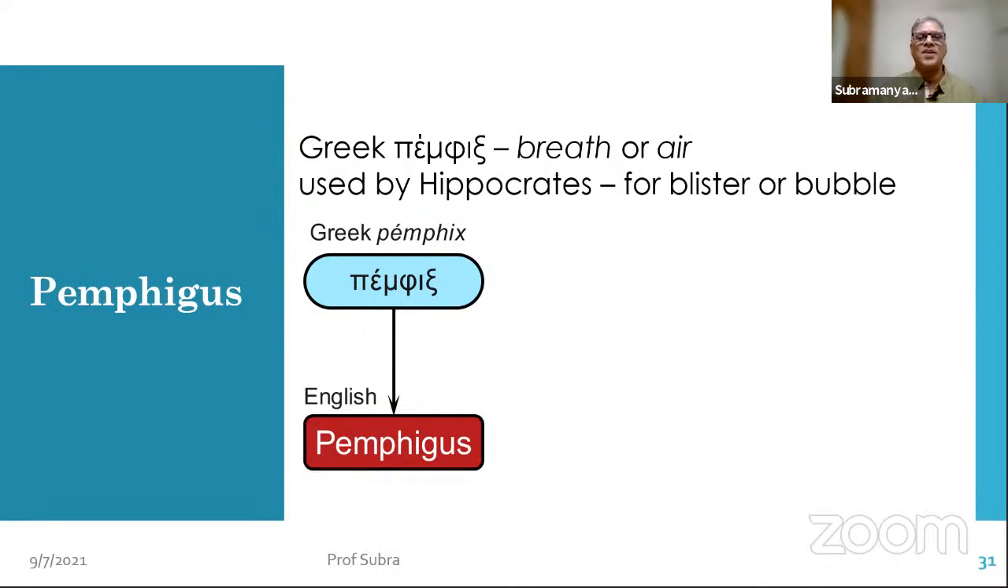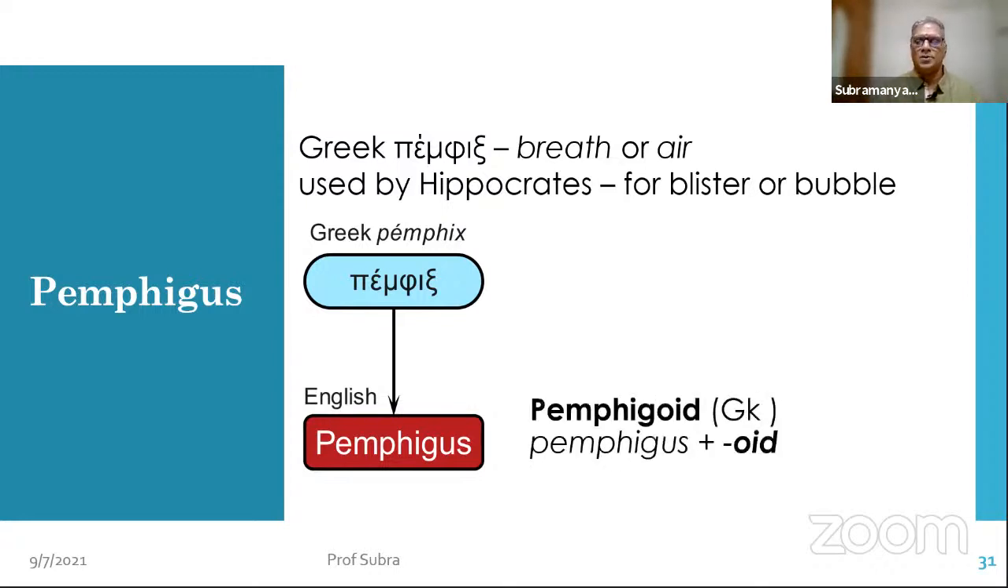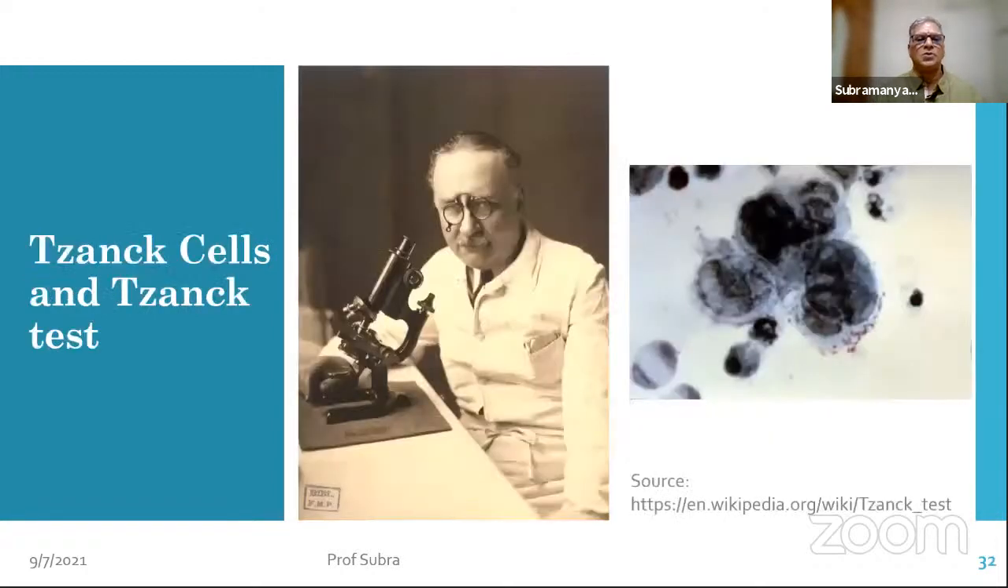So the term pemphigus is derived from Greek pemphix, which means to breathe or air. Basically, like a bubble. So because it's a blistering disease, the word pemphigus is used for these lesions. And we all know that in pemphigus, if we happen to have an unruptured bulla or a vesicle, when you rupture it, we can get those acantholytic cells, spread them on a slide and have a look. So that is the Tzanck test. Of course, the term pemphigoid is just to say that it resembles pemphigus, therefore the suffix oid. So pemphigus reminds us of Tzanck cells and Tzanck test.